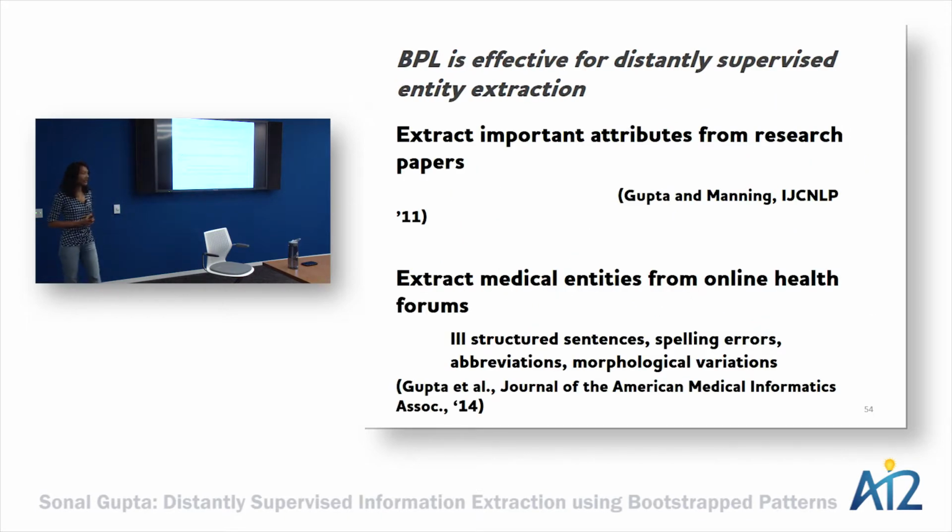So then we study the second application, which is you want to extract medical entities from online health forums. These are people writing when they're sick and other family members are sick, on online web forums. So all the sentences are pretty ill-structured. There are many spelling errors, abbreviations, morphological variations. So it's harder to do the dependency parsing that we did in the first one. So we learned surface word forms, just the words and type of words in the neighborhood.